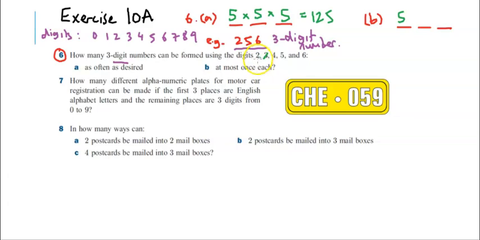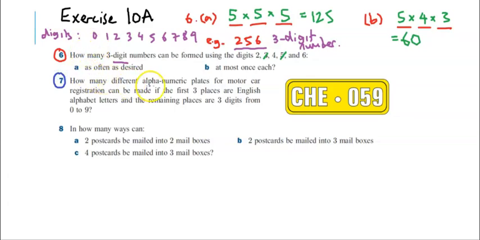That means we only have 4 choices for position number 2. So for each of the 5 choices for position number 1, there are 4 choices for position number 2. And then suppose we use 5 in the next one, that leaves us with 3 choices for position number 3. So that's 5 times 4 times 3 equals 60. Let's do question 7 now.